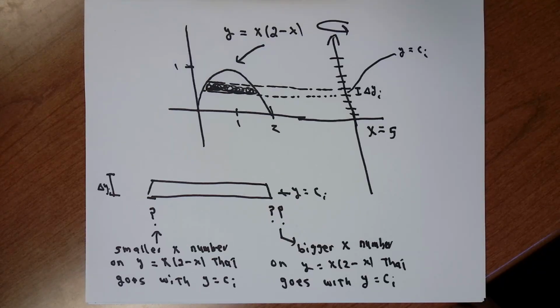So I'm going to need to know the x numbers in terms of the y numbers in order to know the x coordinate of that spot and the x coordinate of that spot.